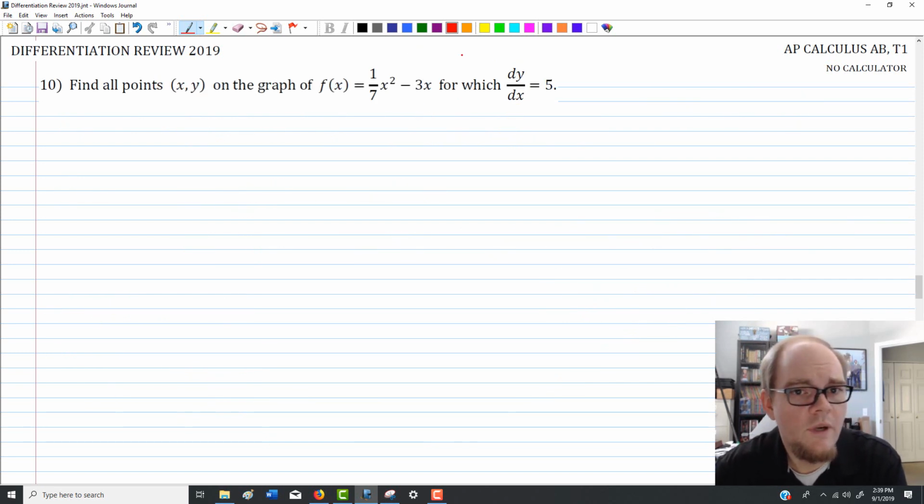That next brings us to question number 10. Question number 10 asks us to find all points x, y on the graph of f of x equals that parabola for which dy dx equals 5. So in this case, they're telling us the slope and the function, and they want us to find the point.